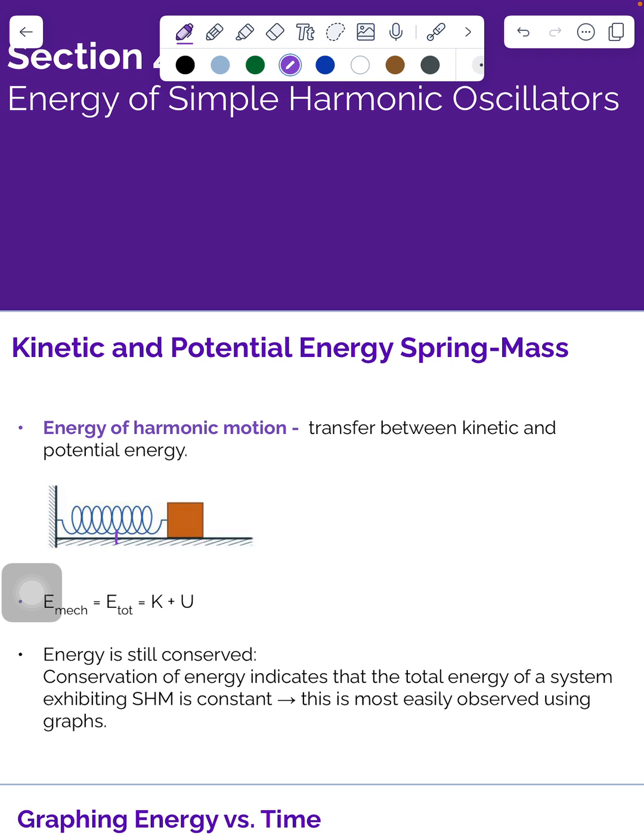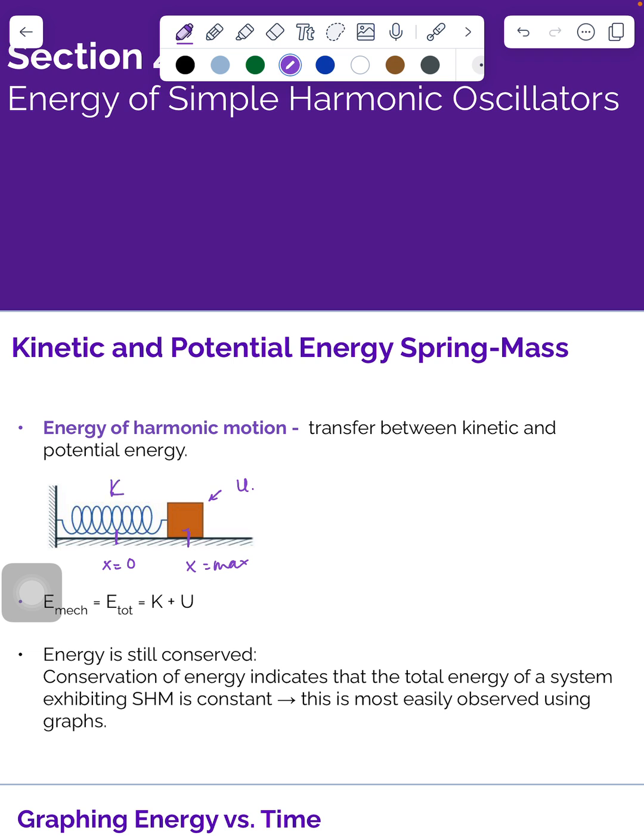if our equilibrium is here, we're going to call this x equals 0, where that would be the equilibrium position. Then here at x equals the maximum displacement, the amplitude, well, this is going to be our most potential energy, only potential energy, and here we would have all kinetic energy.